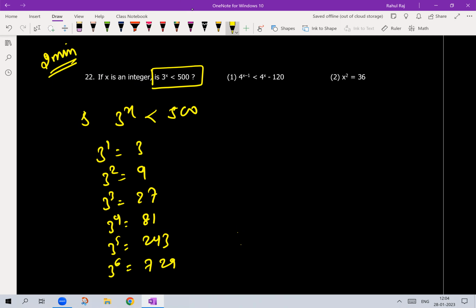Absolute, x is x less than 6, not 5. 6, yeah. Because if you say x is equal to 5, then it is actually less than 500. The question is asking, is 3 to the power x less than 500? Our general thought process is, when is this condition possible?